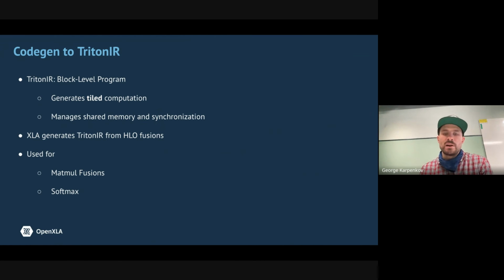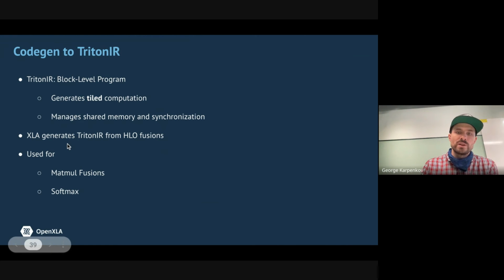Then codegen to Triton IR is what we've heavily focused on this year. So I guess probably everyone in the room knows Triton. It's a block-level programming language which allows generating kernels with high performance based on a higher-level IR than CUDA, where you just specify what each block is doing. You don't need to control different threads. You don't need to control shared memory. But at the same time, it yields very high performance. And XLA has a tiled emitter, which looks at different MATMUL fusion configurations and then generates Triton IR from those HLO fusions, and which we use for MATMUL fusions and for softmax.